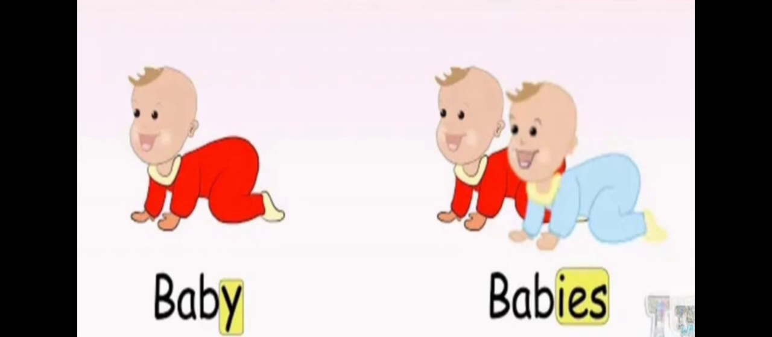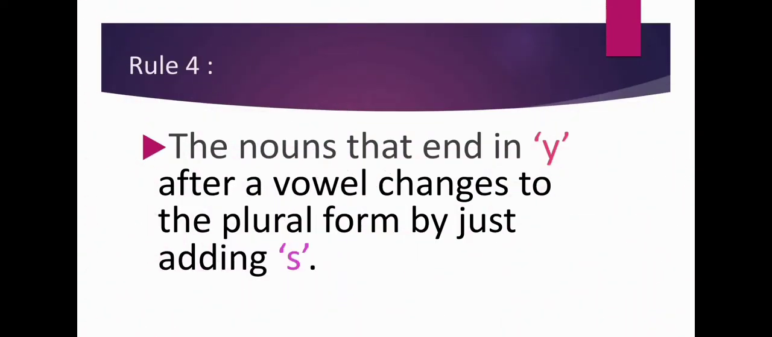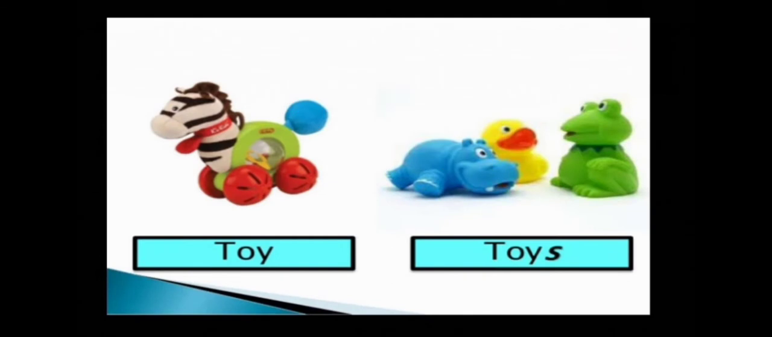Now children, rule number 4. The nouns that end in y after a vowel change to the plural form by just adding s. So in rule number 3 we saw y-ending nouns after a consonant, and in this rule we will see y-ending nouns after a vowel. Let us see some examples.